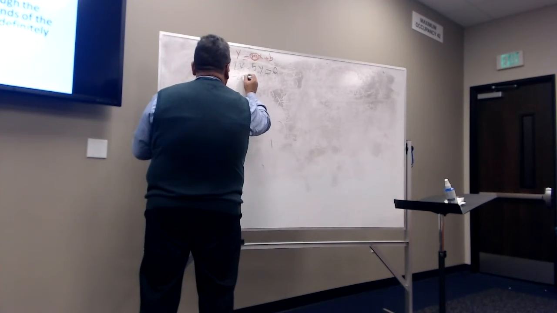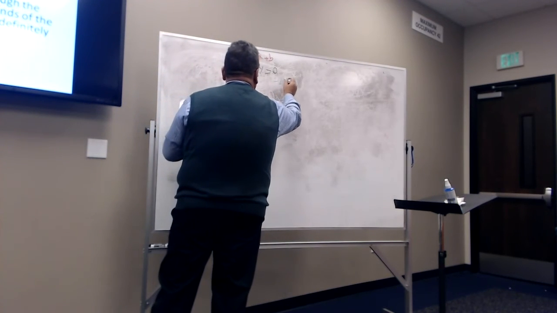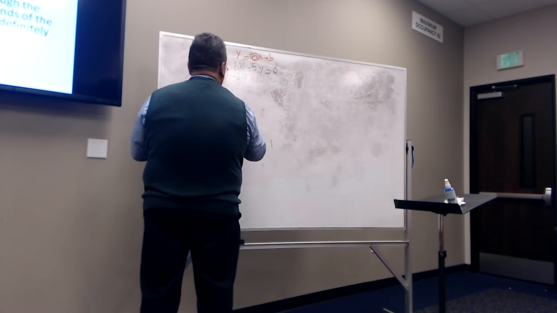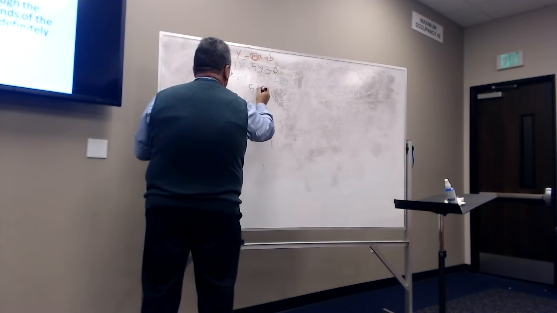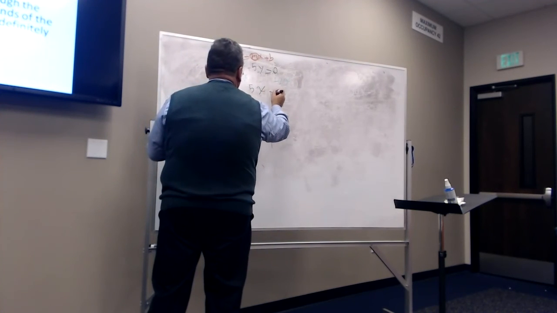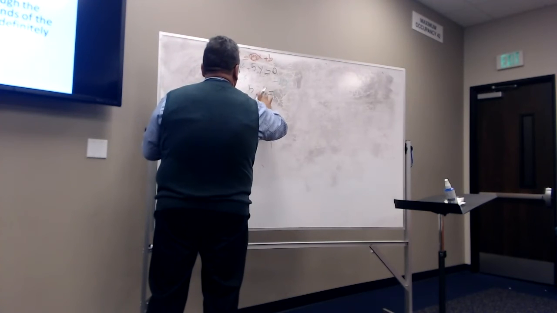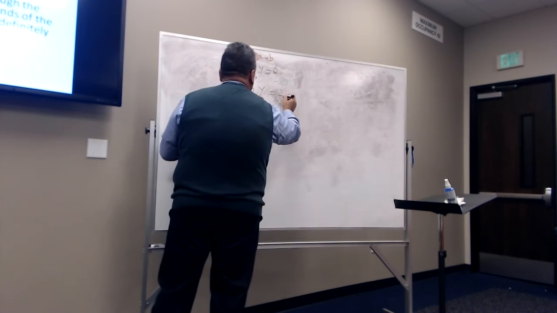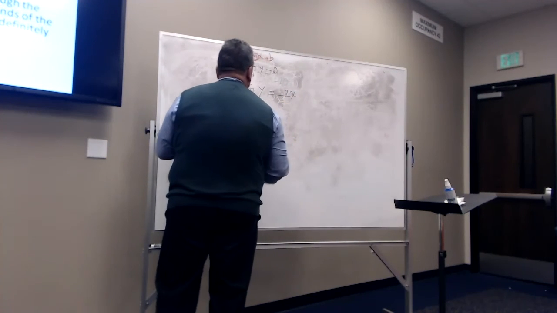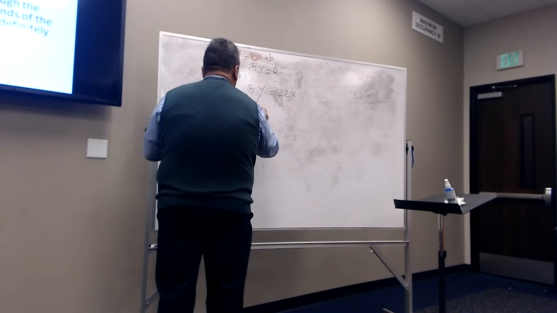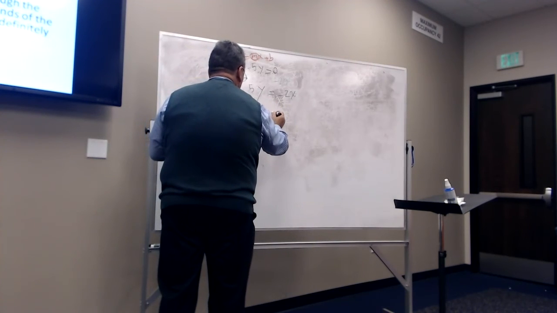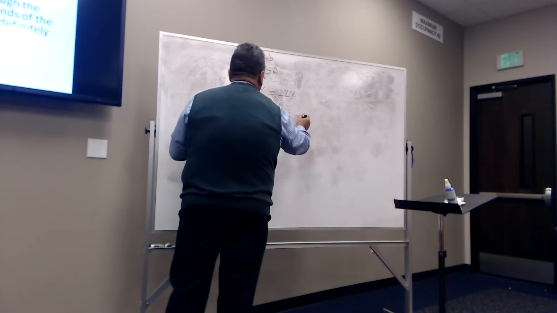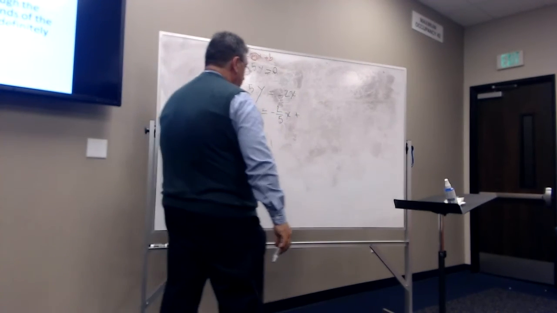I add minus 2x. These two cancel. So I get 5y equal to minus 2x. I divide both sides by 5. y is equal to minus 2 over 5 x. And what's my b? 0.